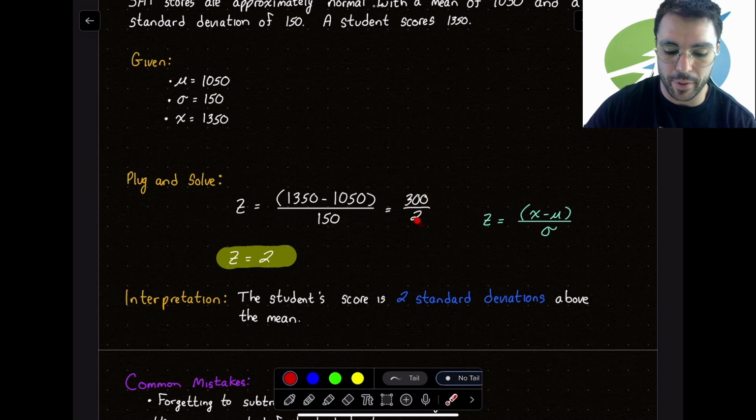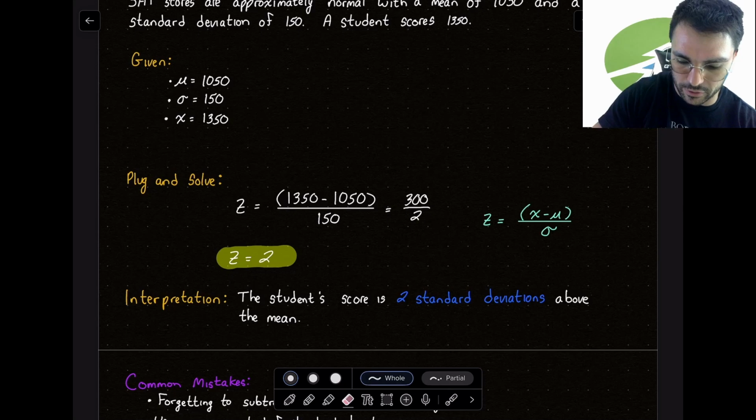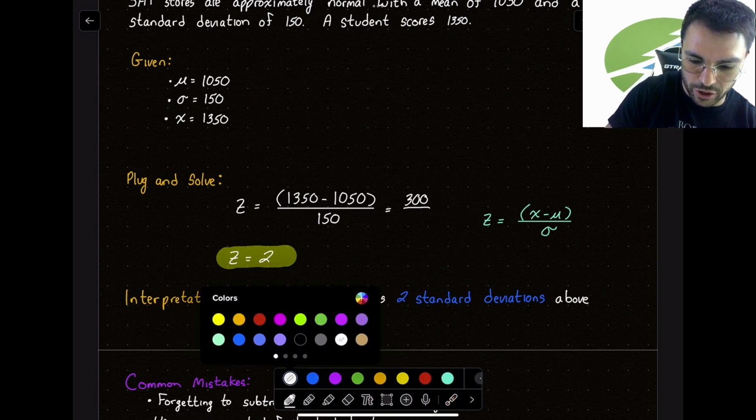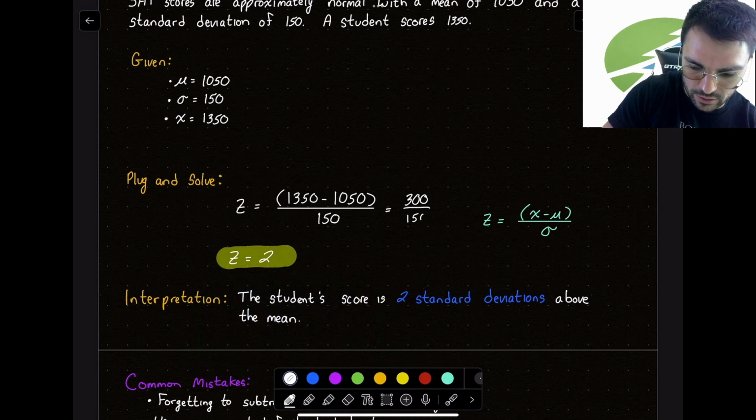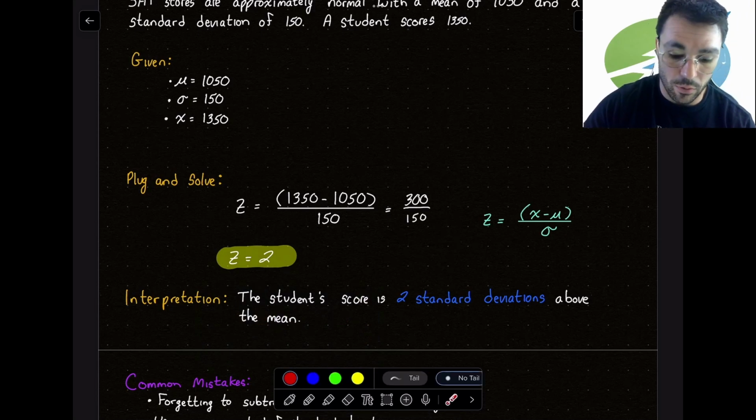gives us 300 divided by 150, which equals 2. I got a little ahead of myself there. Okay, so we get a z-score of 2.